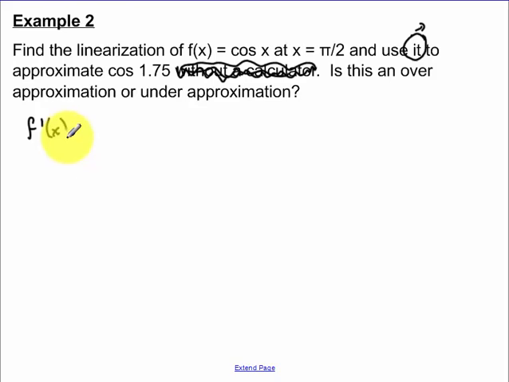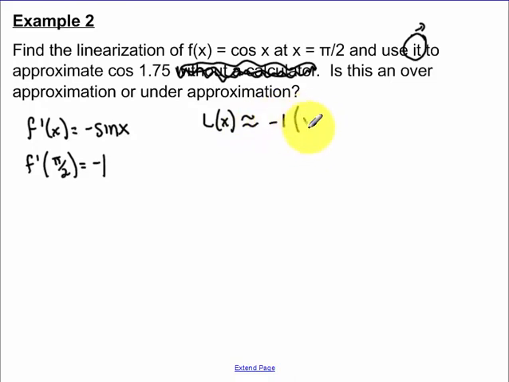So our first derivative, which is our first step, is negative sine of x. Then we find f prime at pi over 2. The sine at pi over 2 is 1, so f prime is negative 1. Then we write our linearization. This is better notation than I had on the last slide: approximately our slope times (x minus pi over 2), plus our y-coordinate. Our function f of pi over 2 is equal to 0, so I don't have to worry about adding anything. So this is our linear approximation.